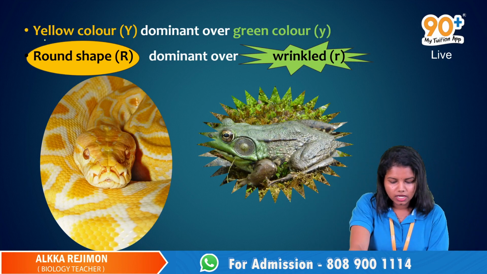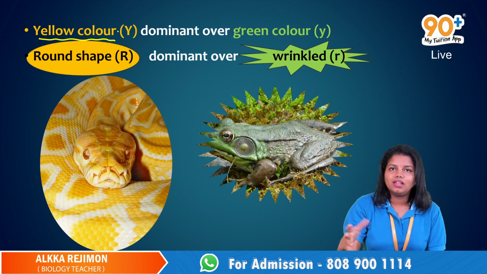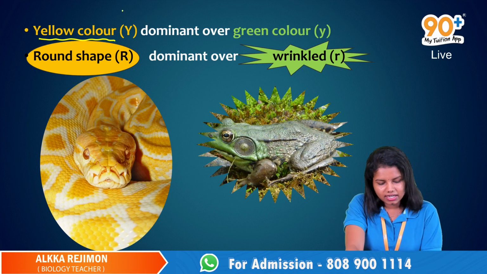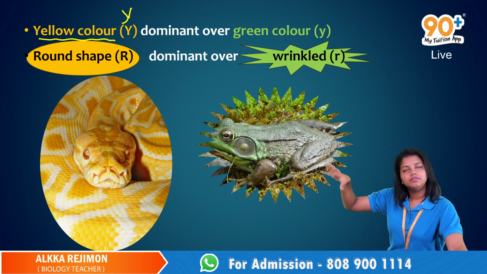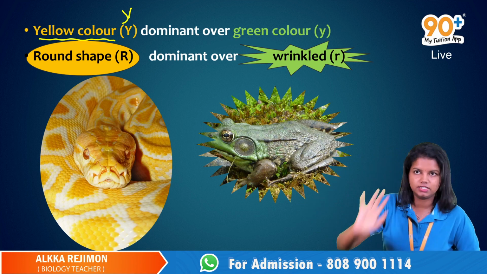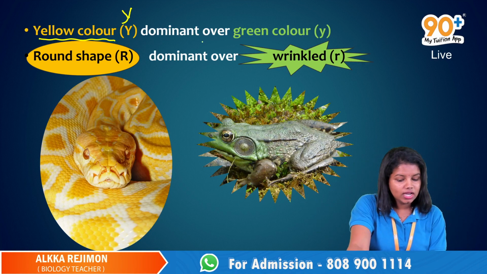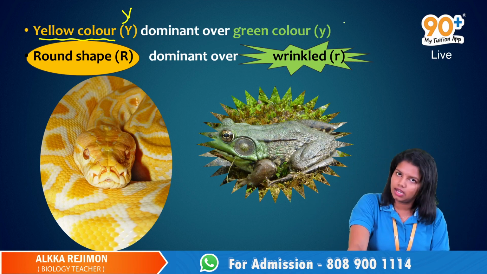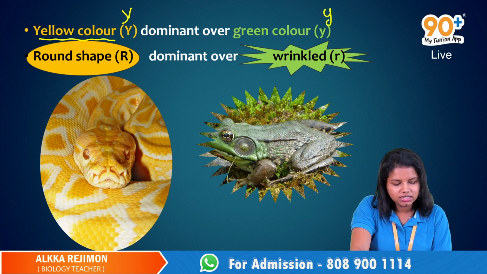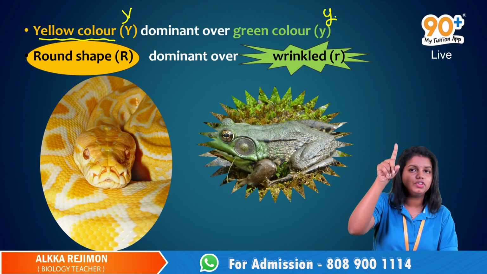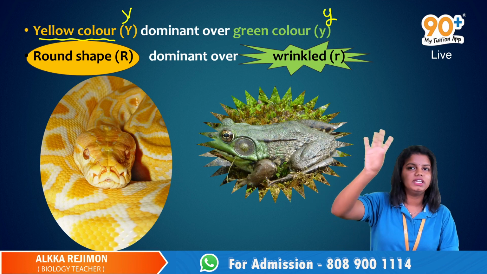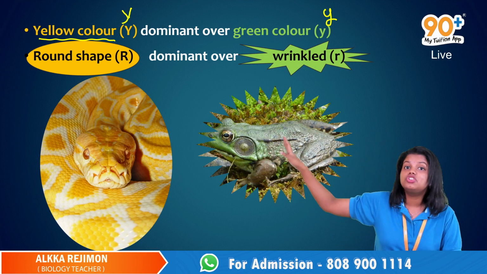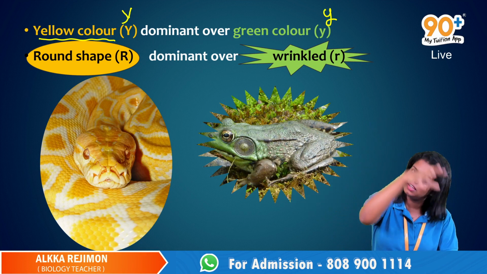That is, yellow color is the dominating color. To show that, we use capital Y. To show a dominating allele, we always use the capital letter. And then yellow color dominates over the green color. So it is dominating green. And to show that it is recessive, we use the small y. So capital Y is yellow, small y is green. Capital Y is dominating, small y is recessive.